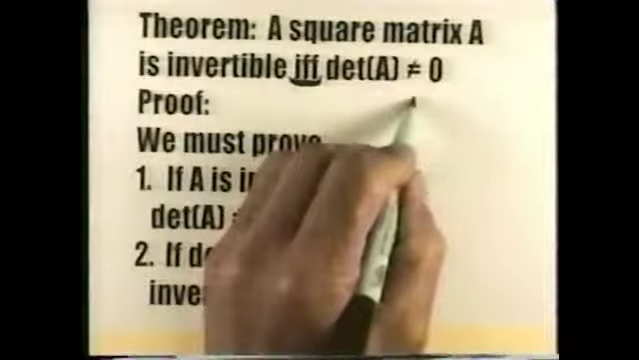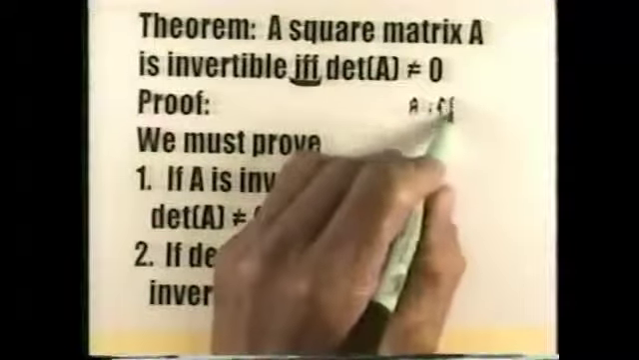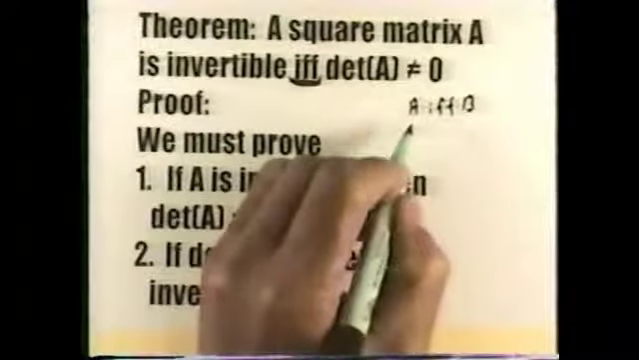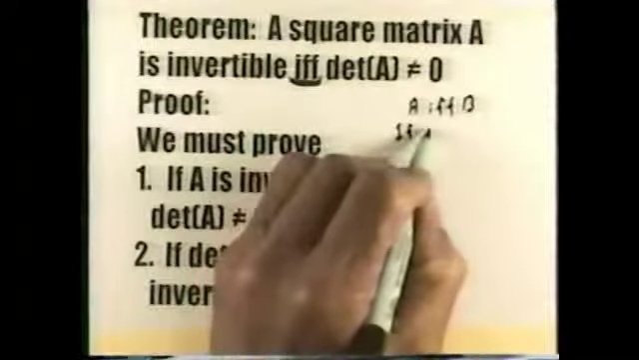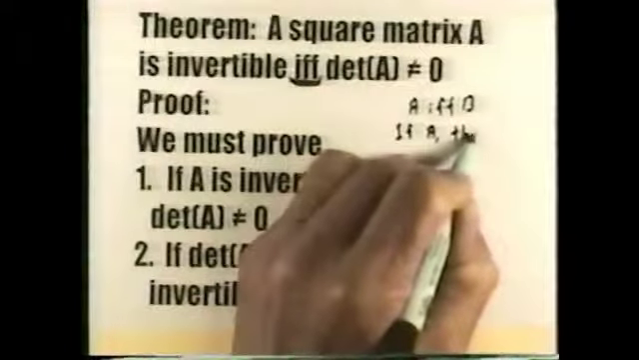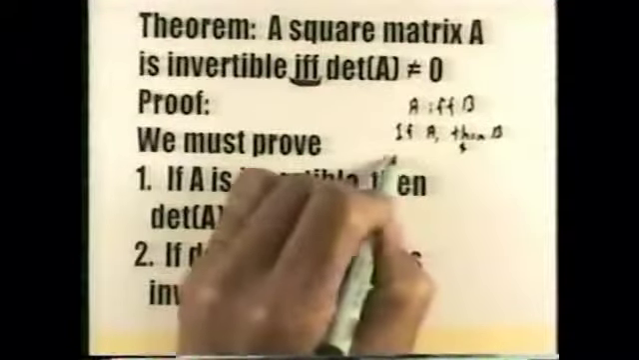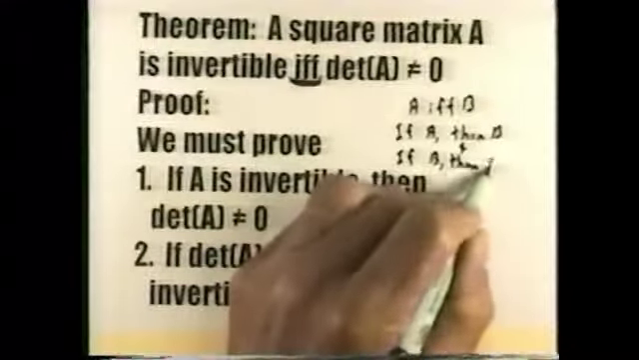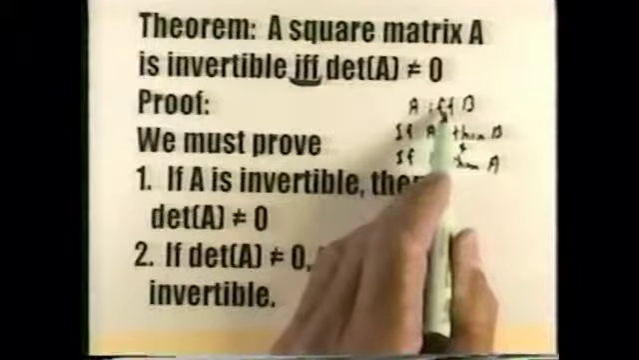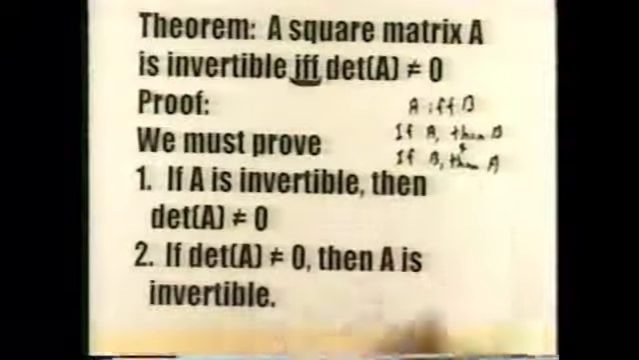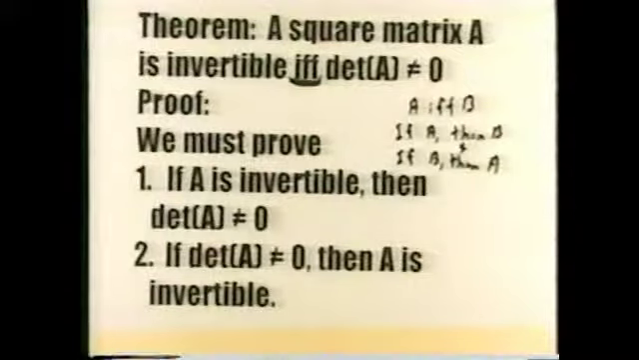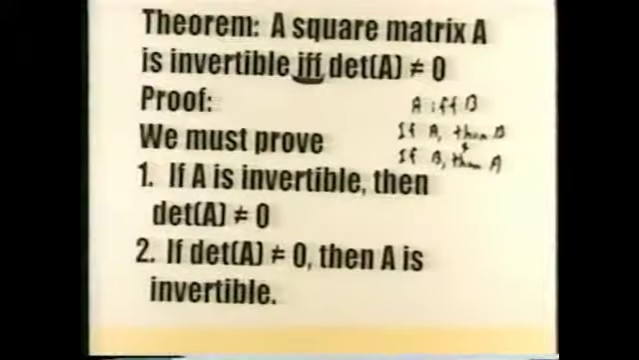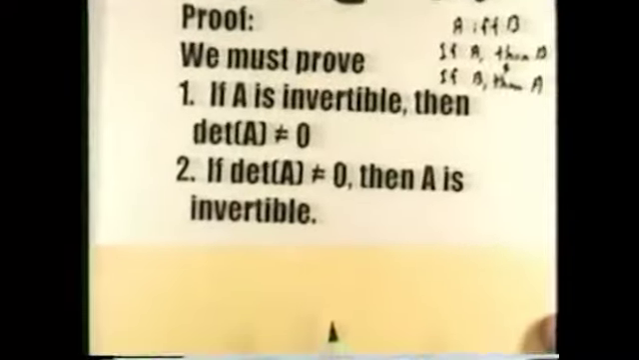One more time. A if and only if B automatically means two things. It means if A, then B, and if B, then A. So to prove an if and only if statement, you have to prove both of these. Well, let's look at if A is invertible, then the determinant of A is not 0, and go through that. So part 1.